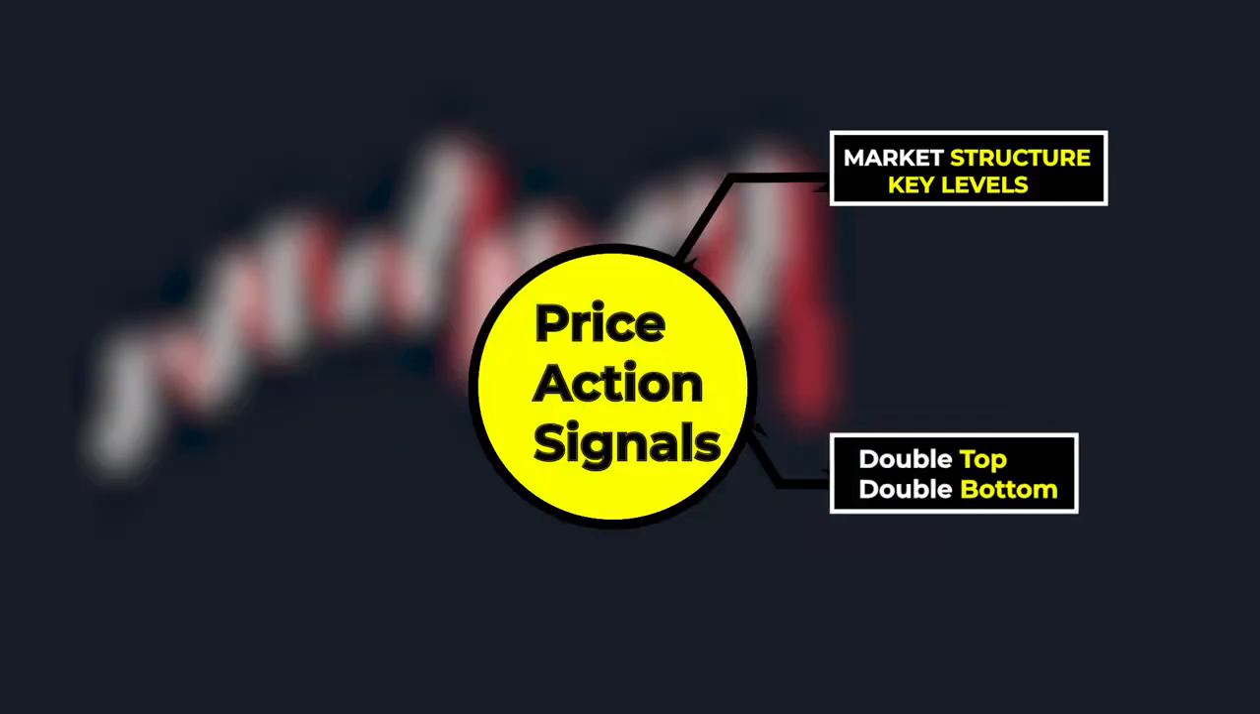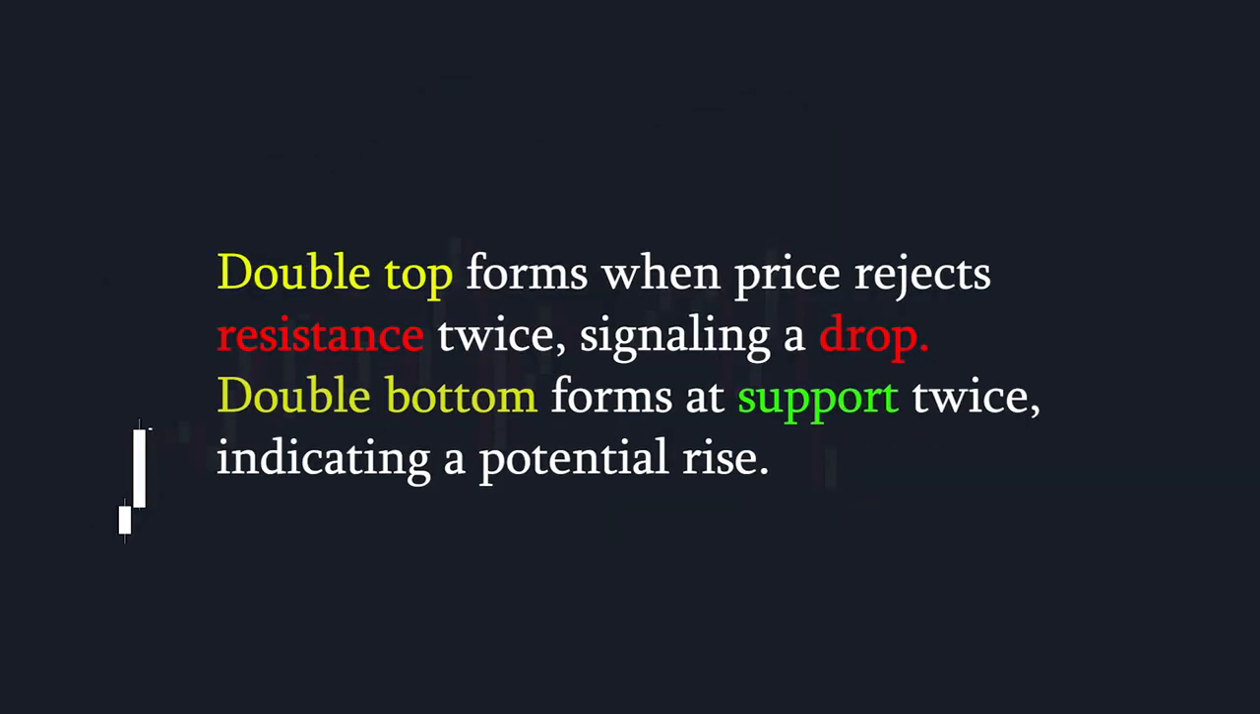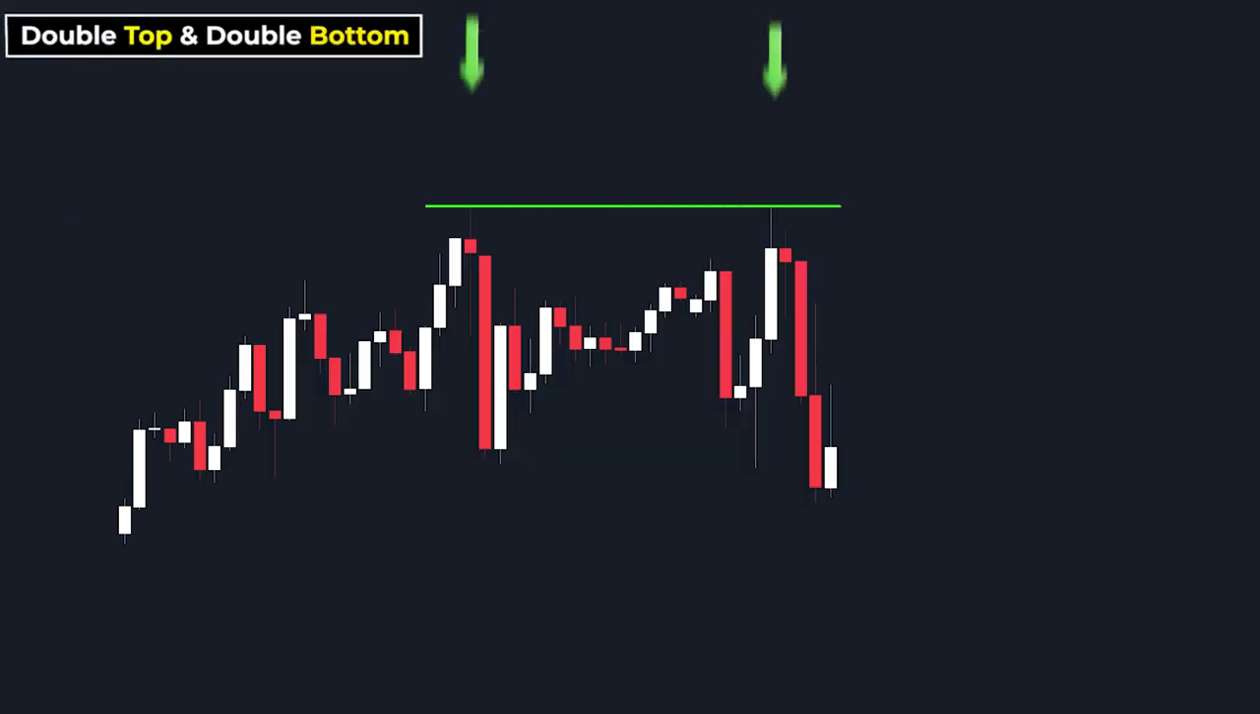Now the second signal is the double top and double bottom pattern. A double top or double bottom is a popular reversal pattern that traders use to spot potential market reversals. A double top forms when the price fails to make a new higher high, which could be due to a loss of momentum, a shift in market structure, or reaching a key resistance level.